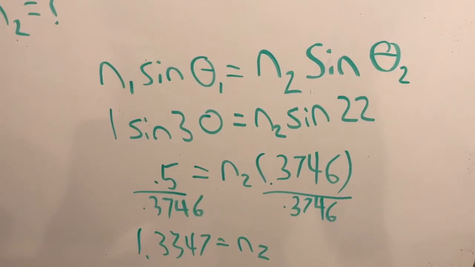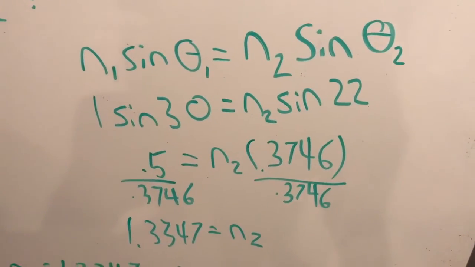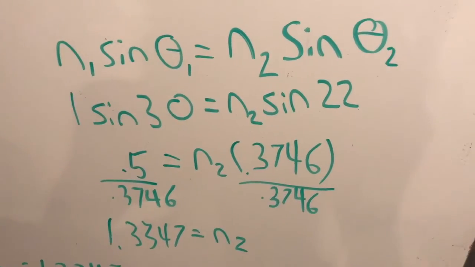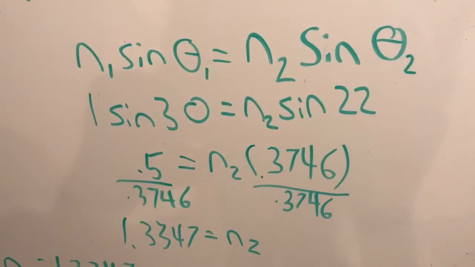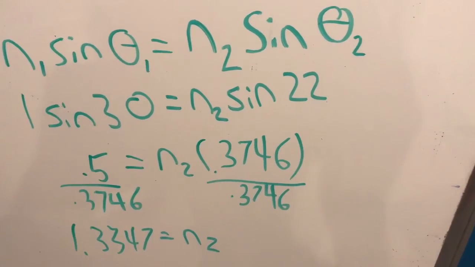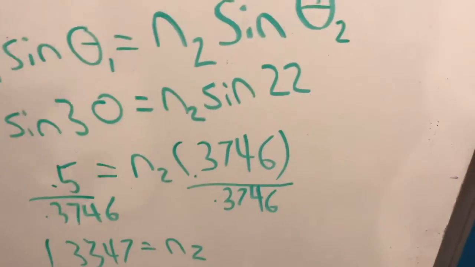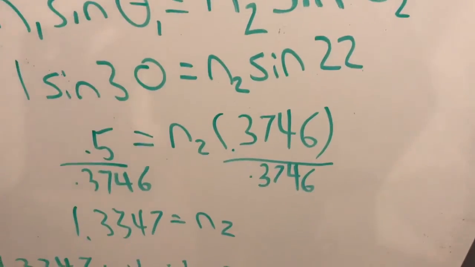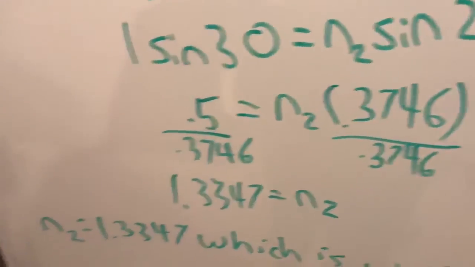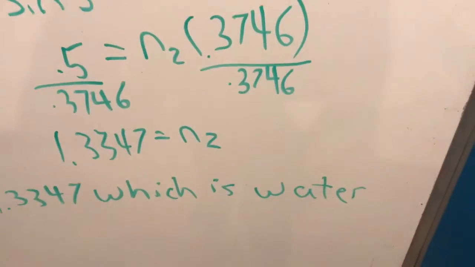n1 times sine theta 1 is equal to n2 times sine theta 2. So n1 is equal to 1, and theta 1 is 30 degrees, so 1 times sine 30 equals n2 times sine 22. So 1 times sine 30 is 0.5, and then sine 22 is 0.3746. So we'll divide both sides by 0.3746, which gives us 1.3347, and that's equal to n2, which means that n2 equals 1.3347, which is water, as you can find in your reference packet.